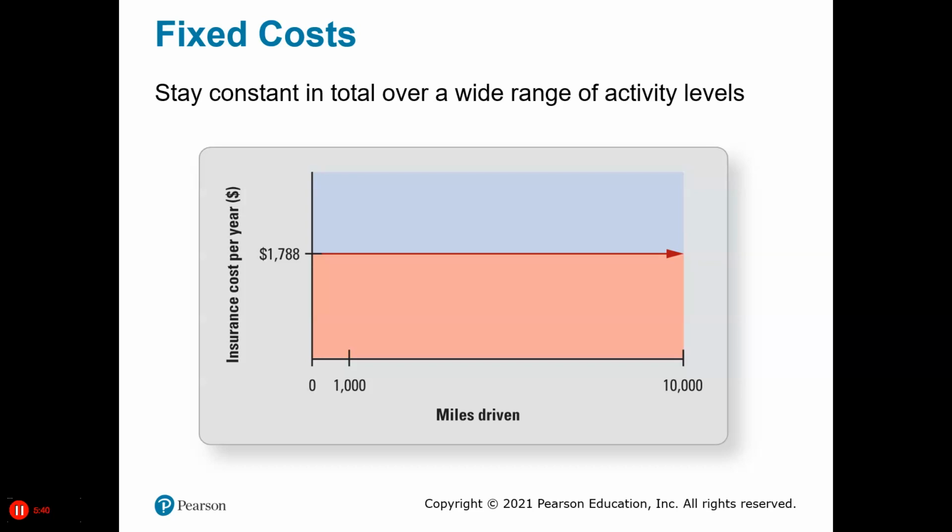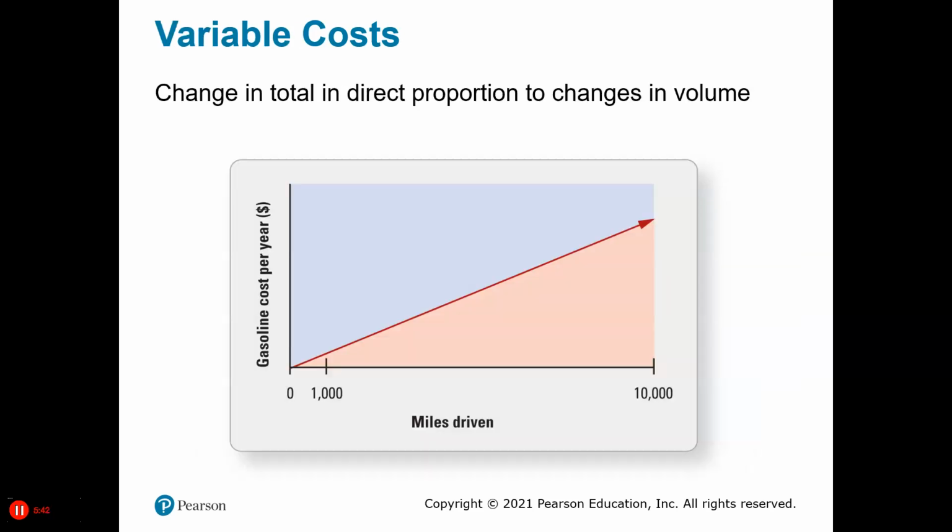It doesn't change. Variable costs change in total in direct proportion to changes in volume. They don't change on a per unit basis. The total cost is affected by the volume. And a good example would be gasoline.